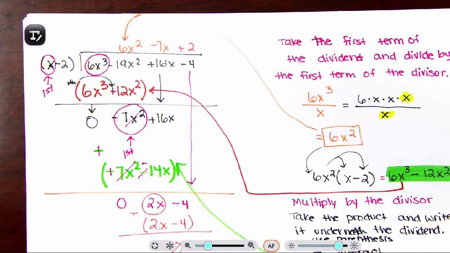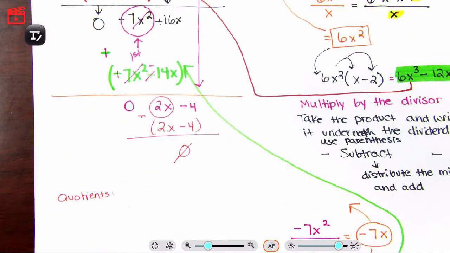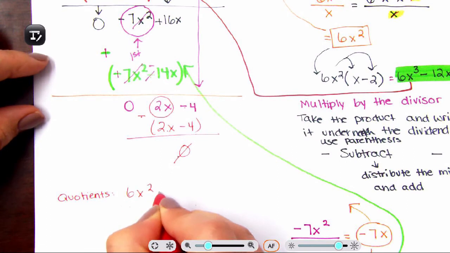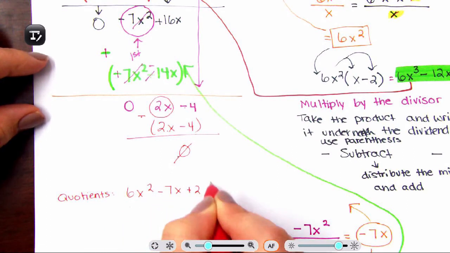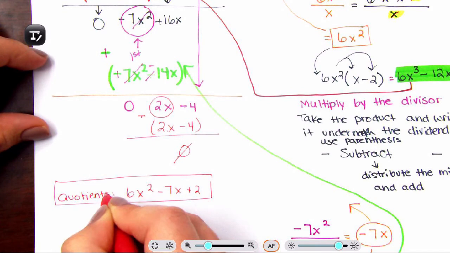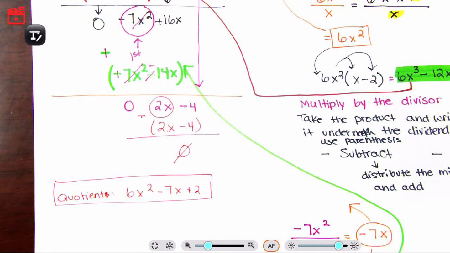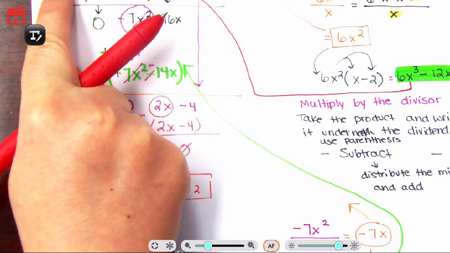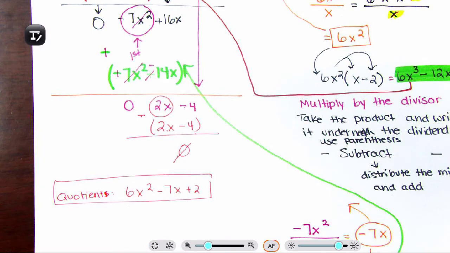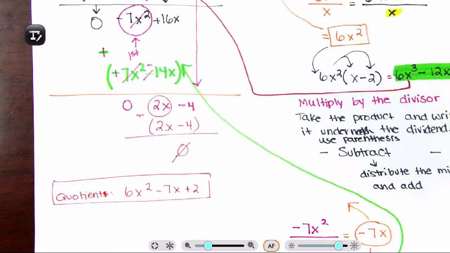So your answer, your quotient of this division problem is 6x squared minus 7x plus 2. It should be a quotient. Just the answer. So this is how you're going to divide long ways, okay? Always take the first term, divide by the first term. We're going to do another example, but we're going to do this example much quicker.